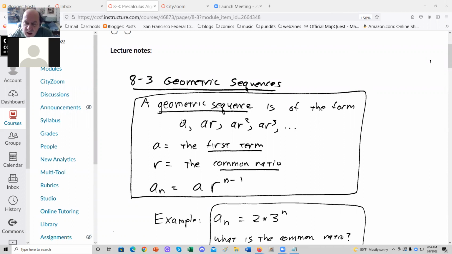It's the form A, AR, AR squared, AR cubed, and so on. It starts with A, the first term. Each time you multiply it by R, the common ratio. And as you go on in steps, eventually the nth term will be A R to the n minus 1, because at a 1, that's AR to the 0.